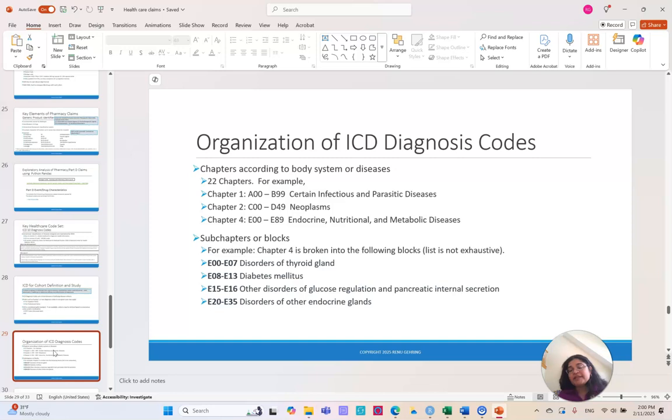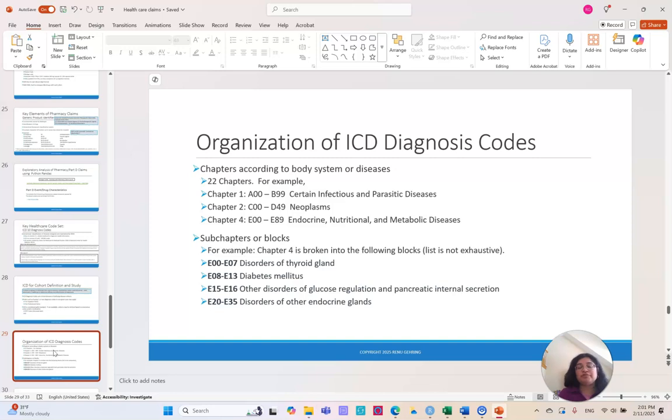So let me talk a little bit, and I will keep extending the diabetes example. I want to talk about the organization of ICD diagnosis codes. It's actually a big book, ICD version 10, and it has 22 chapters that are created according to body system or the type of disease. For example, chapter 1, which has the codes A00 to B99, is certain infectious and parasitic diseases. I was researching something the other day, and by the way, cholera falls under chapter 1.